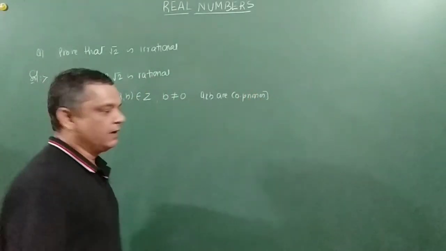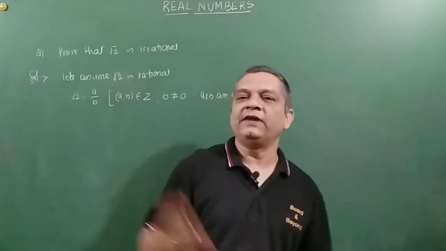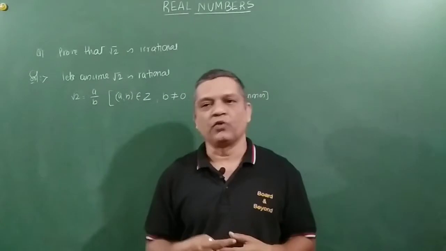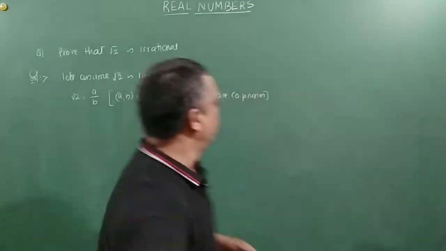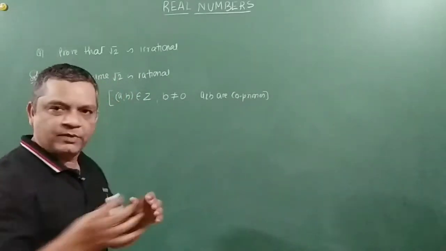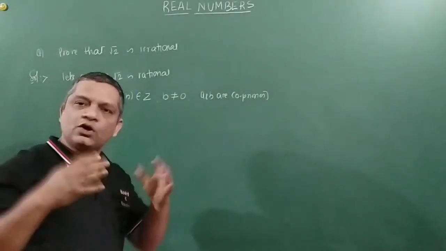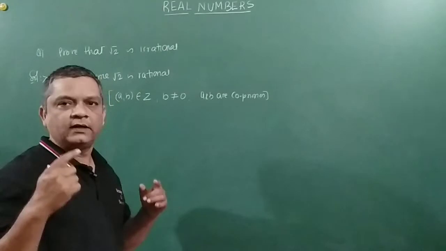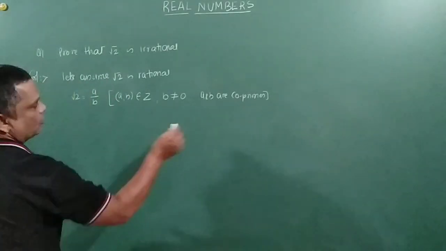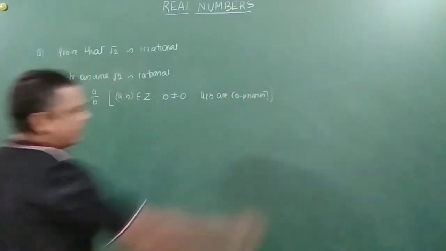Co-primes, I hope you have seen my previous video. If you have not seen it, I'll give that link in the description. You can go and watch that video first. Co-primes are those numbers which have only one common factor, that is 1. They do not share any other common factor other than 1. So these are the three conditions, friends.